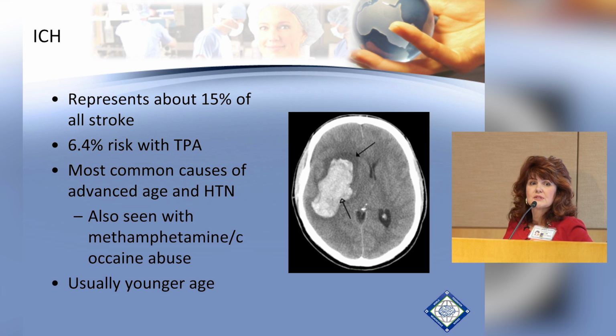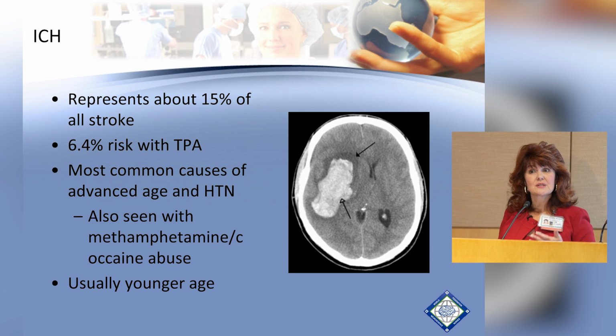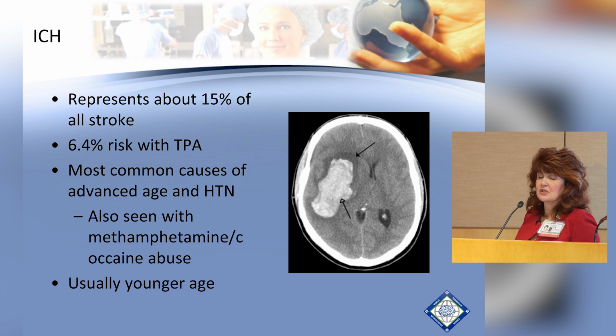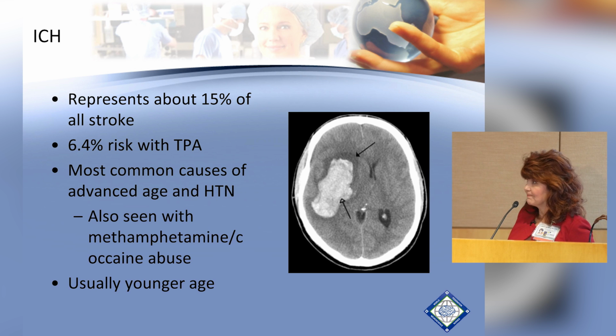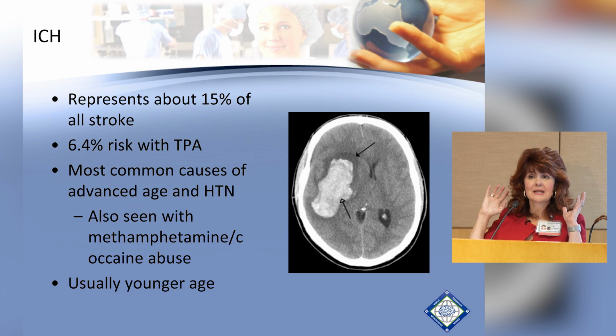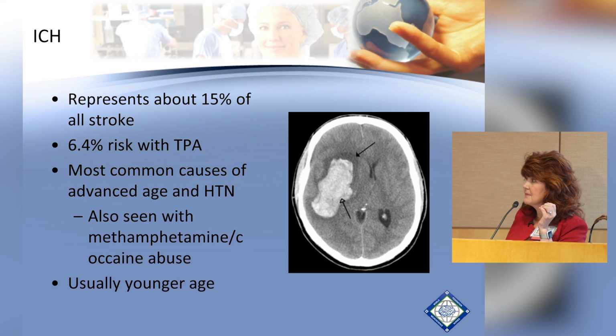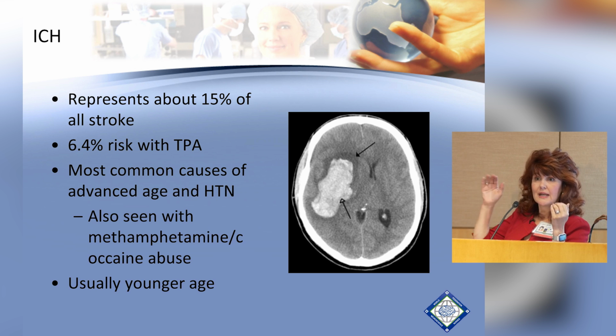There's a 6.4% risk of getting a hemorrhage with any dose of TPA. The most common causes of bleeding in general are advanced age and hypertension. Hypertension is the number one cause of intracerebral hemorrhage. It's also seen with methamphetamine use and cocaine abuse, and that's because of the amount of pressure that they put through their system. And it's usually a younger age, overall, than ischemic stroke. So intracerebral hemorrhage tends to occur slightly younger than ischemic stroke.